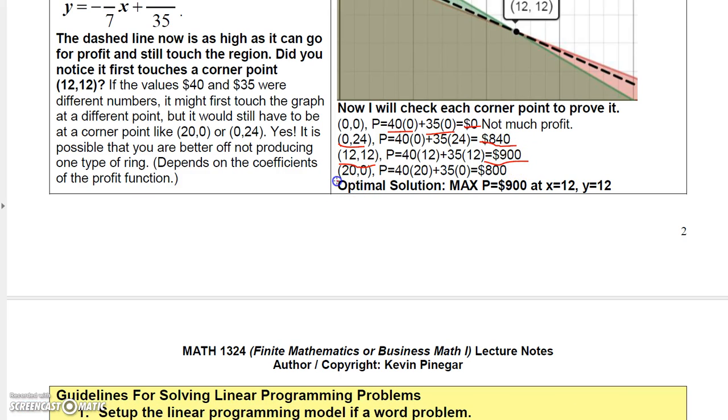And then if I plug in 20, I'm going to get 40 times 20 plus 35 times 0, which is $800 profit. So if you compare these four values, you're going to see that your optimal solution is a maximum right here of $900. So the maximum is going to be a profit of $900, and it occurs when x is 12 and y is 12. And so that's where it occurs.